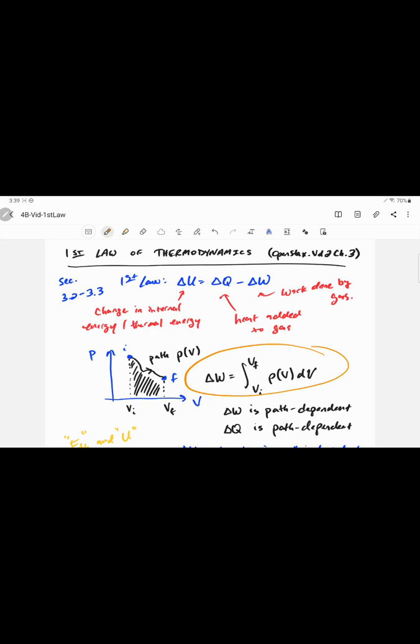So work is a transfer of energy. If the gas is doing work on its surroundings, it's getting rid of some of its internal energy. In order for it to expand, it needs to use up some of its energy. Okay, so this is why if a gas expands, its internal energy goes down. That's the main idea here. So you'll notice that this definition for work done by a gas is positive if the gas expands.